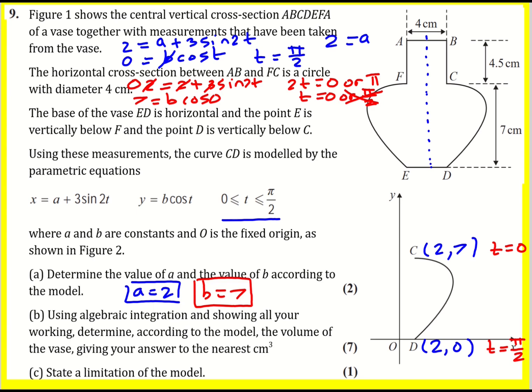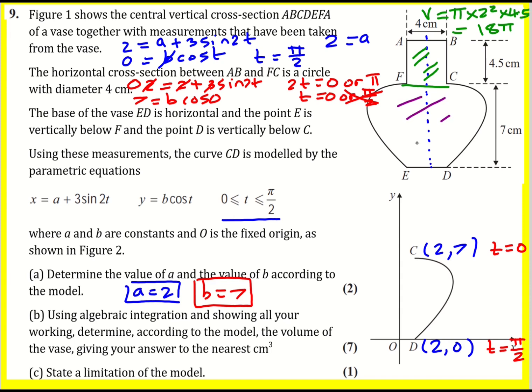Using algebraic integration, show how you're working, determine according to the model the volume of the vase, giving your answers to the nearest centimetre cubed. Okay, so we're going to split this into 2 parts. First up, we've got ourselves a cylinder. And the volume here is going to be pi r squared h, pi times 2 squared times 4.5. That's 4 times 4.5, we get 18 pi.